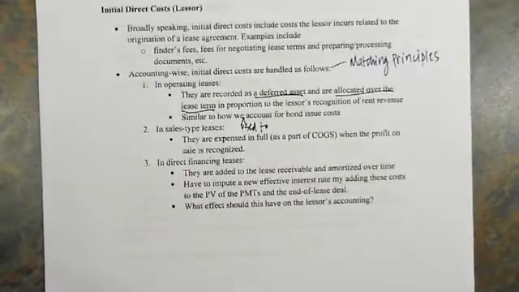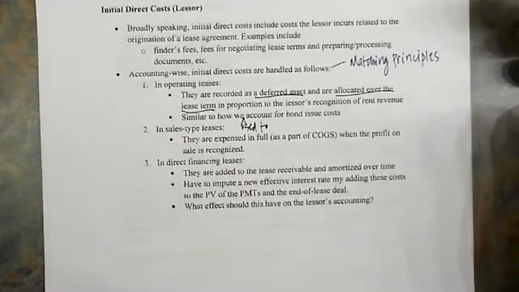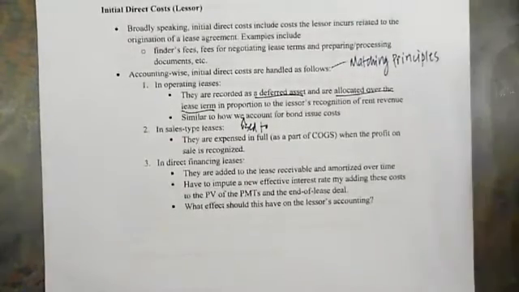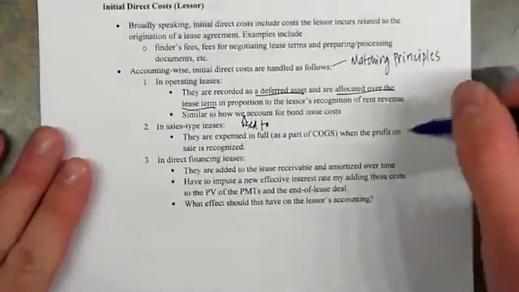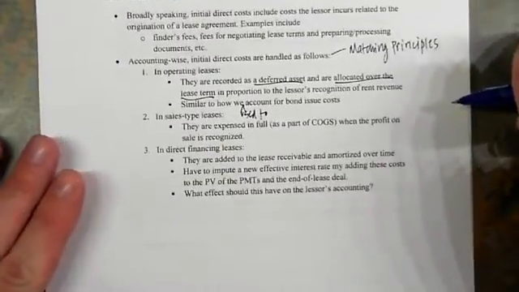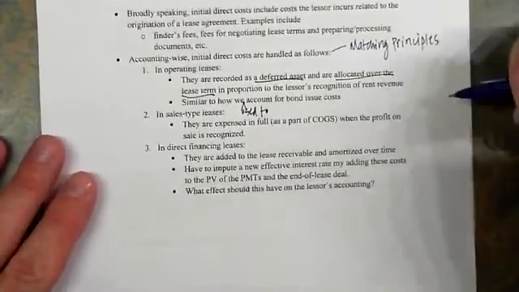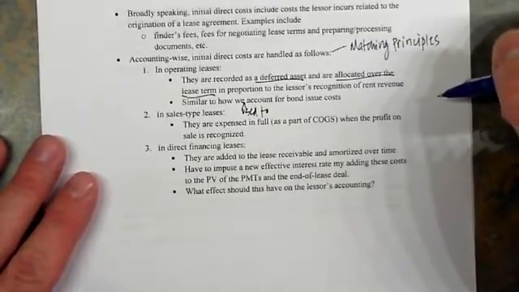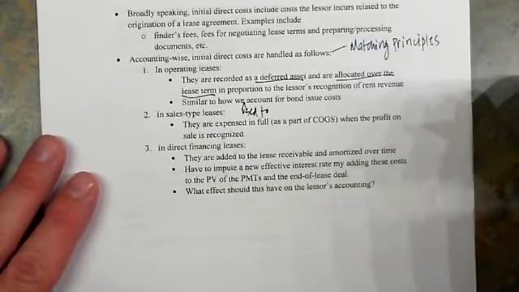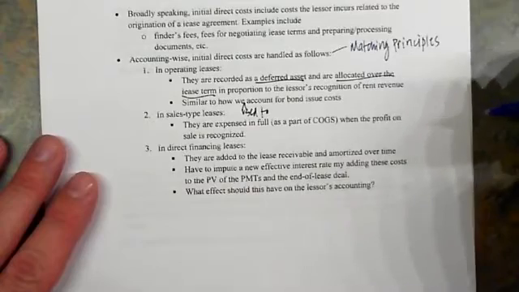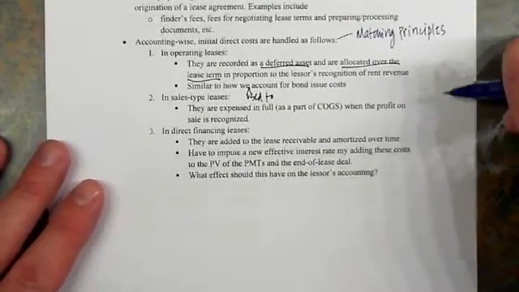In a sales type lease, we expense these in full as a part of cost of goods sold when the profit on the sale is recognized. Since a majority of the profit in a sales type lease is recognized at the sale of the lease, that's when we want to recognize or match the expense of initial direct costs.